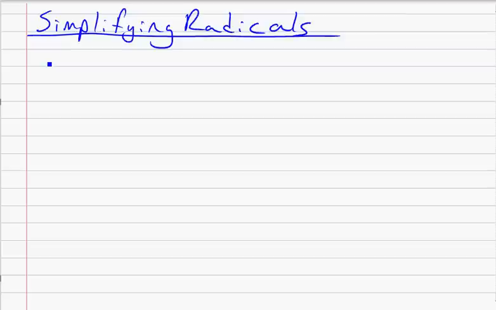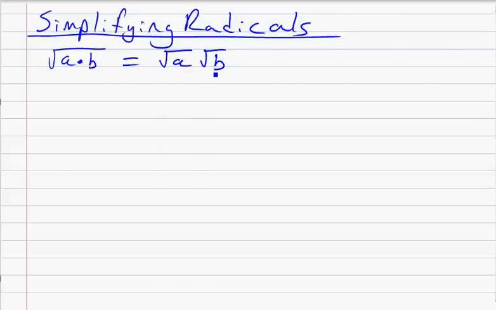Before we get started, there's one property I want to talk about that we'll use in this lesson, and that is if I have the square root of a product of numbers, say a times b, I can split that radical up and write it as a product of two radicals, square root of a times the square root of b. And this is going to be a useful property.